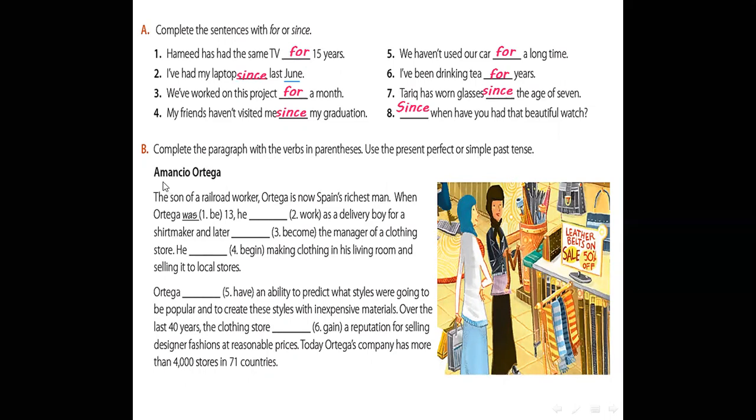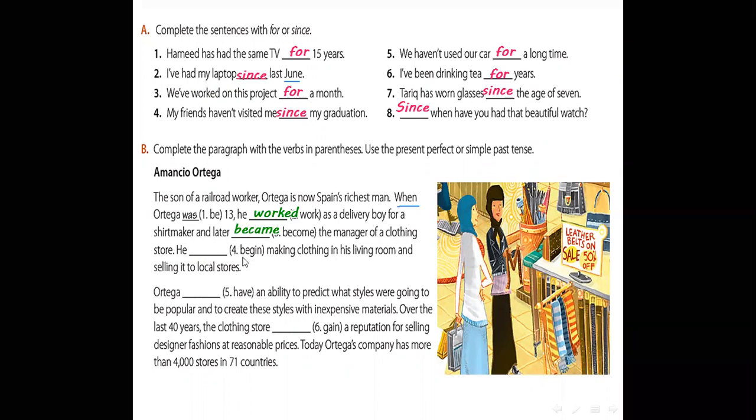Excellent. Amancio Ortega, the son of a railroad worker. Ortega is now Spain's richest man. When Ortega was 13, pay attention to when. So we use past simple. Very good. What is the past simple of work? Worked. We will add ed. It's a regular verb. As a delivery boy for a shirt maker, and later, what is the past form of become? Became. Very good. The manager of a clothing store.